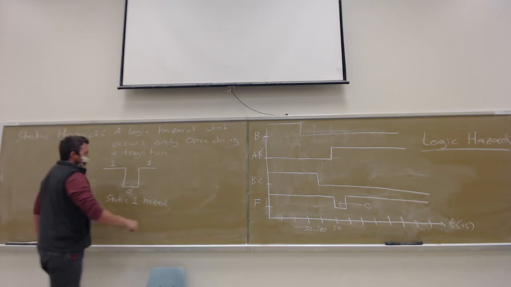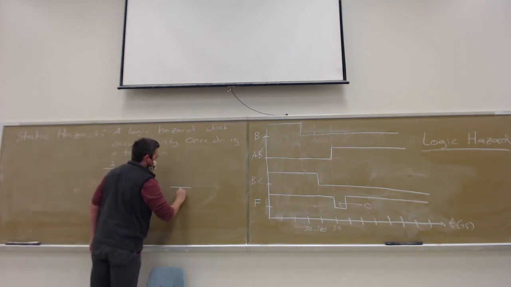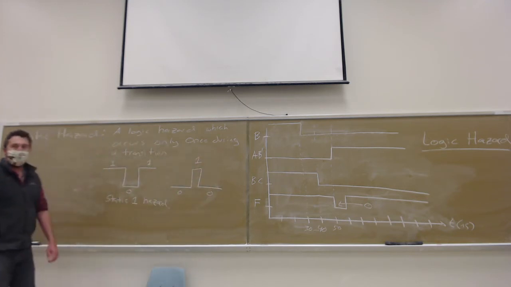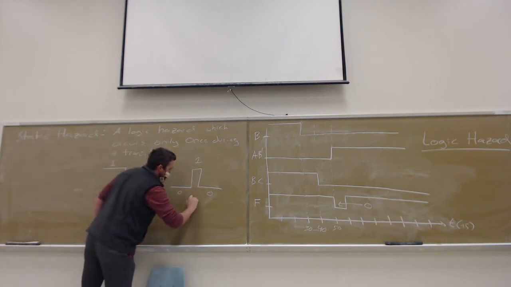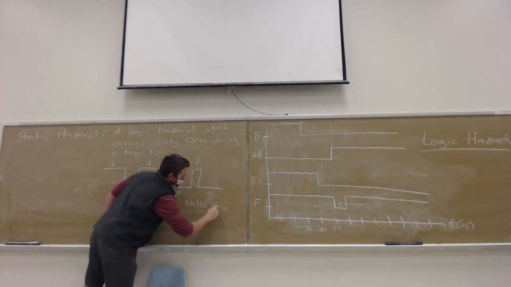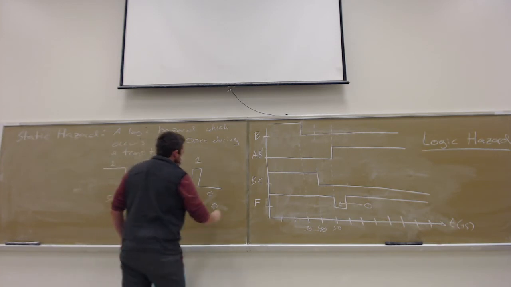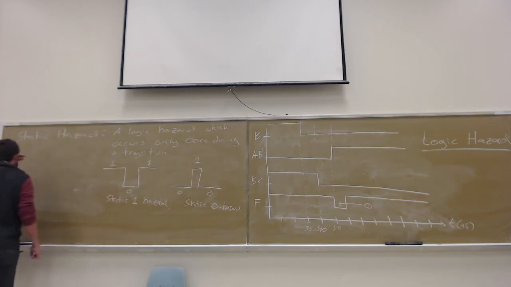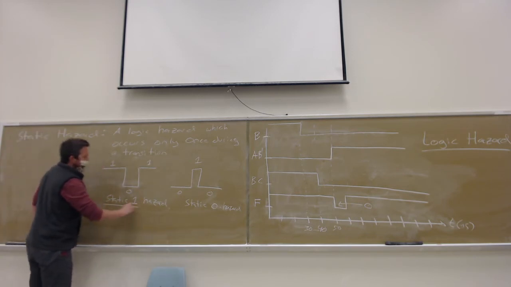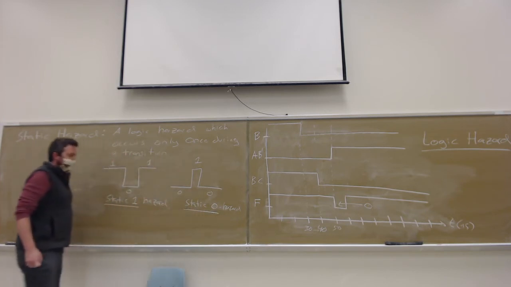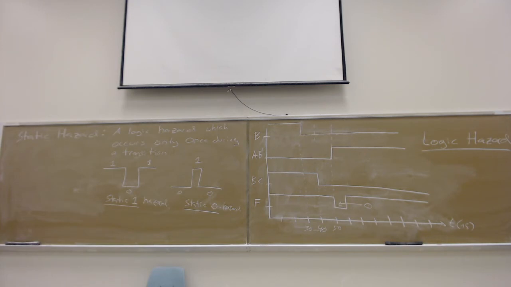On the flip side, you can have static 0 hazards, where it's at 0, and it momentarily jumps to 1, and then it goes back to 0. This is a static 0 hazard. So the way to remember it is, whatever it should stay as: if it should be at 1, it's a static 1 hazard, or if it should stay at 0, it's a static 0 hazard.